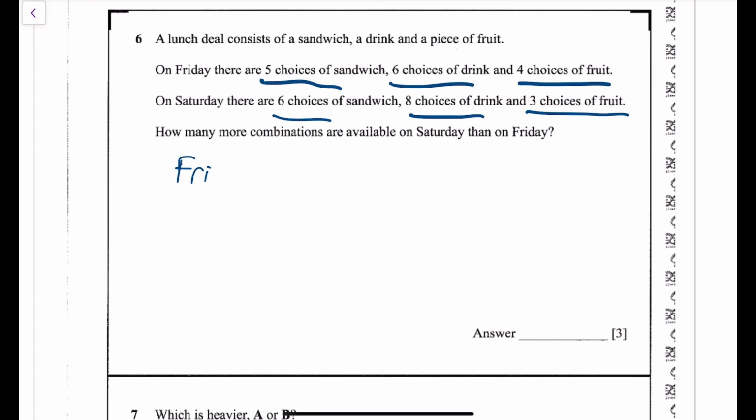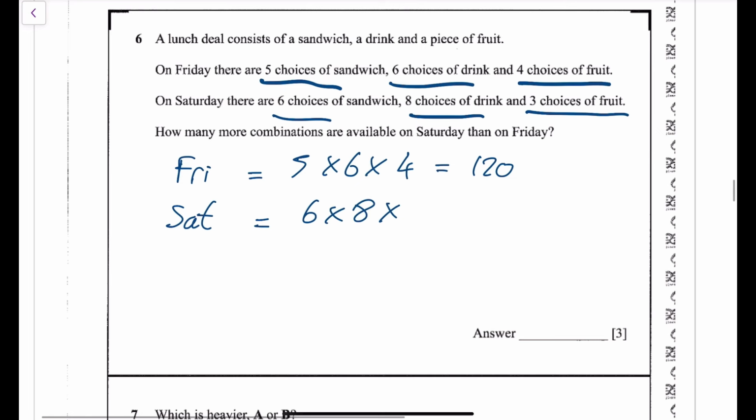So let's work out Friday. Friday you could have 5 times 6 times 4, which works out as 120. On Saturday you could have 6 times 8 times 3. That's all the different combinations you can have. So I got 144. How you do this is non-calculator, remember. 5 times 6 is 30. Times 4 then gives you 120.